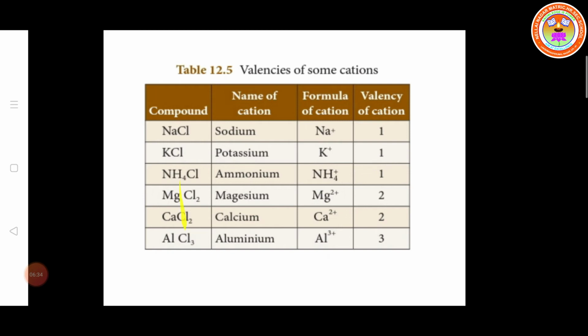In MgCl2, each Cl has minus 1, so 2 Cl means minus 2. That means Mg has an equal positive charge, 2 positive charges. So magnesium cation is Mg2 plus, and the valency is 2. Similarly, in CaCl2, each chlorine has minus 1, so 2 chlorines give minus 2, so calcium has plus 2. Ca plus 2, so the valency is 2. In AlCl3, each chlorine has minus 1, so 3 chlorines have minus 3, so aluminum has plus 3. Aluminum Al3 plus, so the valency is 3.